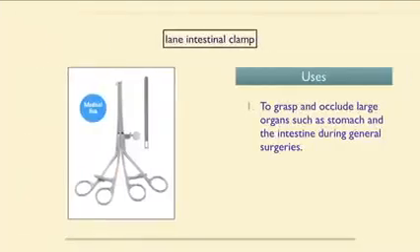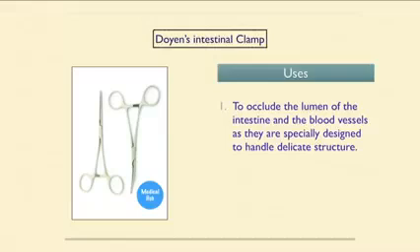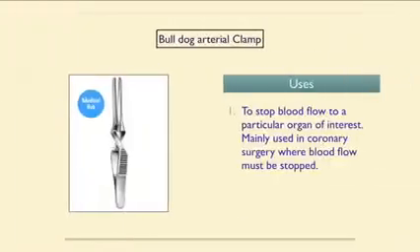So first one is the Lane intestinal clamp. It is used to grasp and occlude large organs such as stomach and the intestine during general surgeries. Next one is the Doyen's intestinal clamp. So it is used to occlude the lumen of the intestine and the blood vessels as they are specially designed to handle delicate structure.